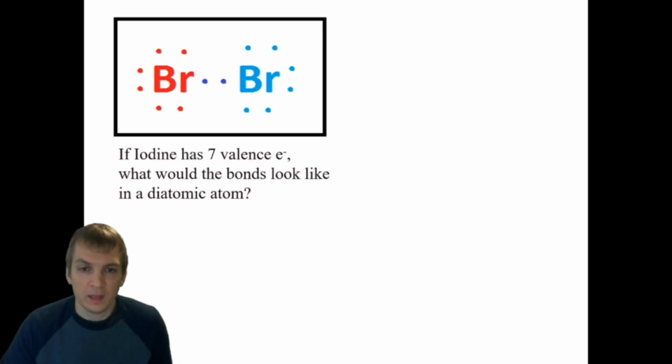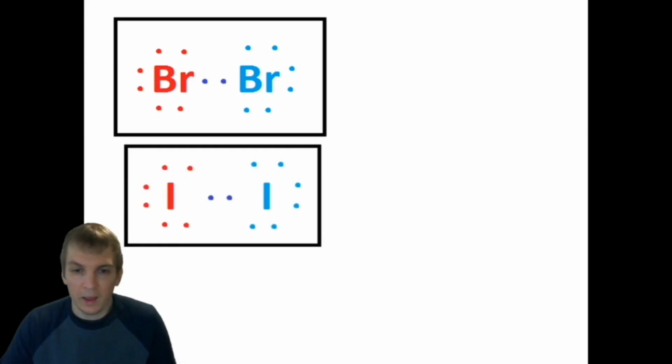Okay? And so if iodine has 7 valence electrons, what would the bonds look like? It's kind of like the same thing that bromine had. We have these 2 shared in the middle. So iodine has all of these 8, and this other iodine has these 8. And so we're stabilizing both of these atoms with the valence electrons.